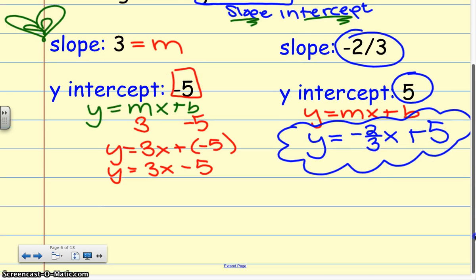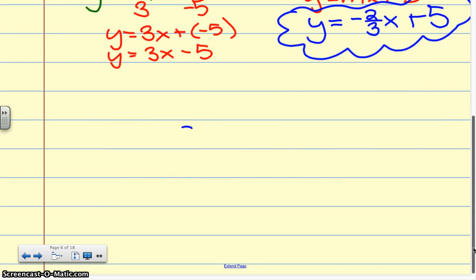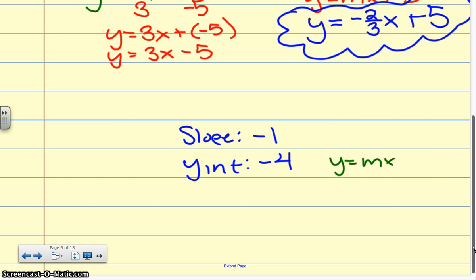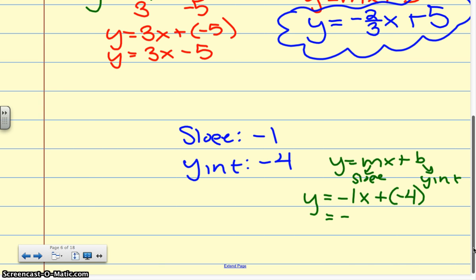I'm going to do one more example with you. If I had a slope of negative 1 and a y-intercept of, let's say, negative 4. Again, I want to get it into y equals mx plus b format. This is my slope. This is my y-intercept. So I would say y is equal to my slope, which is negative 1, times x, plus my y-intercept, which is negative 4. Simplify this down. Negative 1 times x would just turn into negative x, plus a negative turns into subtract. My equation is y is equal to negative x minus 4.